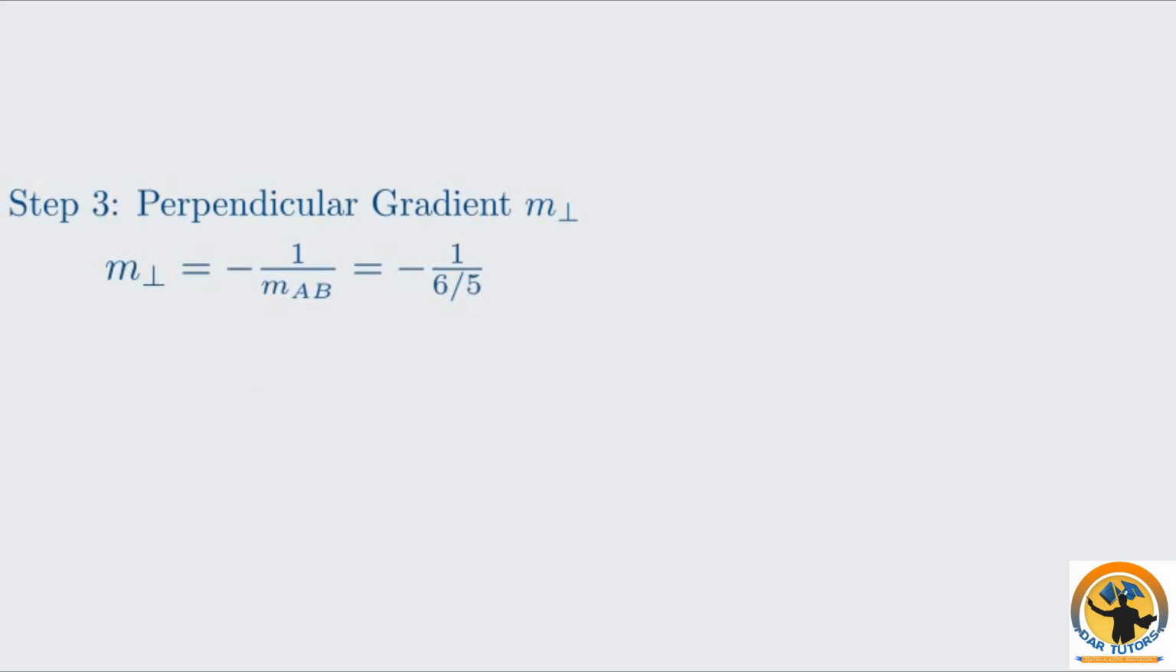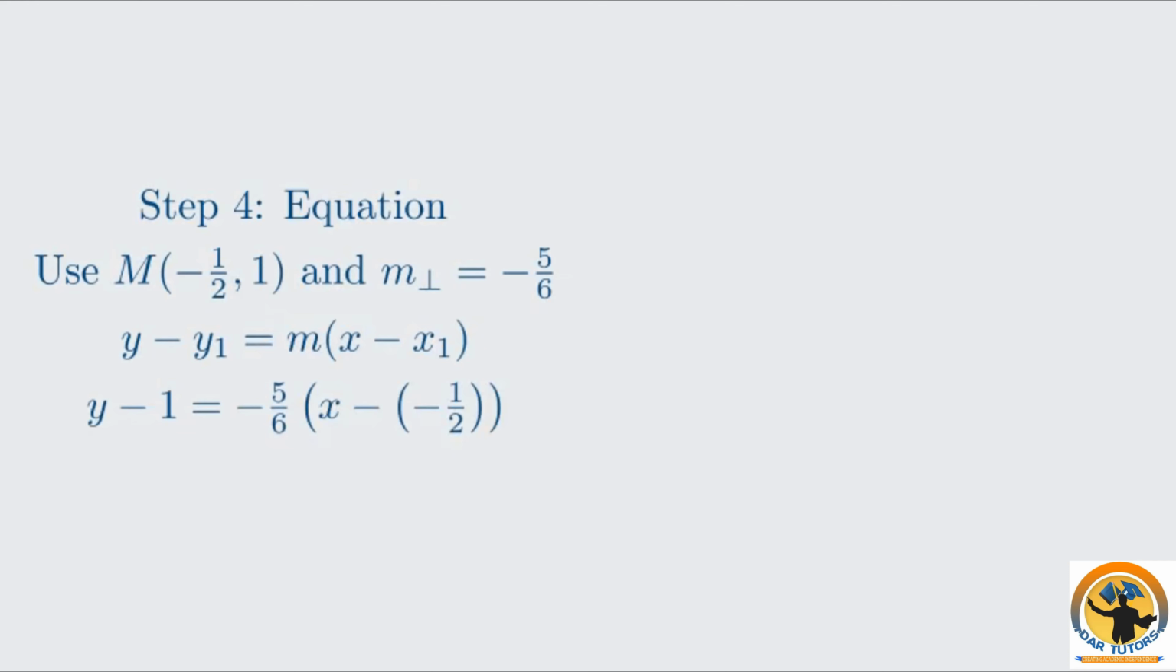Step 3. Find the perpendicular gradient. The perpendicular gradient m perpendicular is the negative reciprocal of m sub AB. So m perpendicular is -5/6. Step 4. Find the equation of the perpendicular bisector. We use the midpoint (-1/2, 1) and the perpendicular gradient m perpendicular equals -5/6 in the point gradient form.